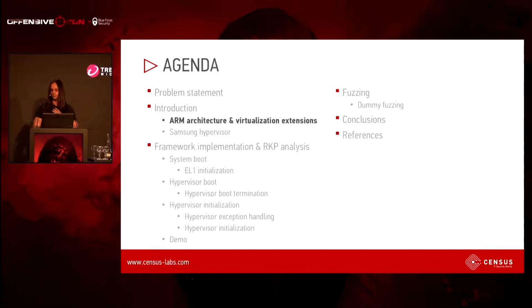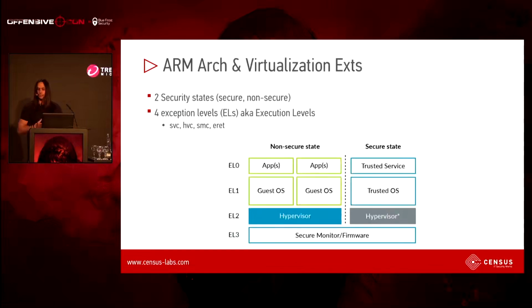So first things first, some things about ARM. Introductory stuff. There are two security states, secure and non-secure, also referred to as worlds. Four exception levels, also called execution levels. The higher the execution level number, the higher the privilege. So EL0 is the least privileged and is the userland. EL3 is the most privileged, and it's called the secure monitor.